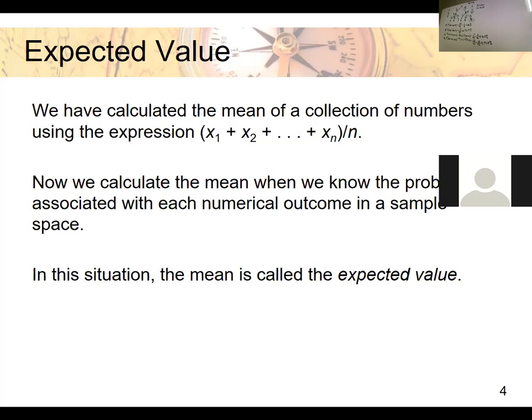Okay, now when we're dealing with probability, we're going to calculate the mean, and this is where we know what the probability is that is associated with each numerical outcome in the sample space. This is what we call expected value.